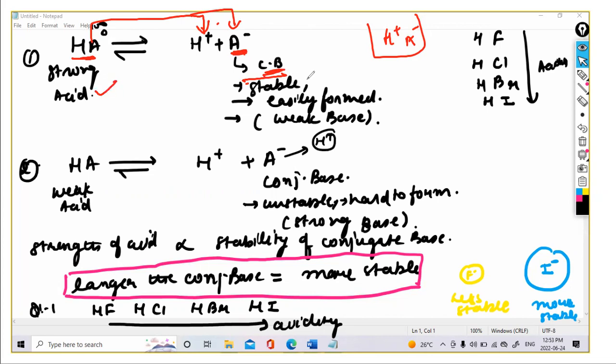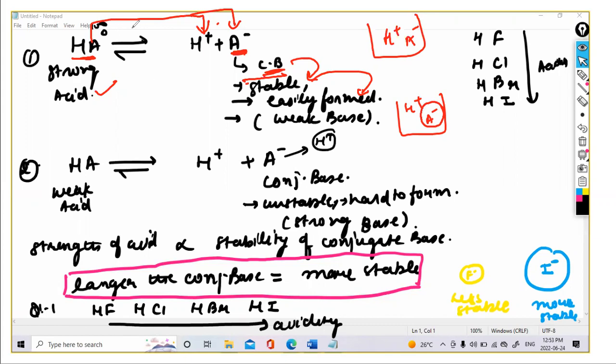So for a strong acid, the conjugate base is very stable, and it is easily formed because the acid is very strong. It will be very reactive. It will immediately dissociate into H positive and A negative. So this conjugate base is very easily formed, and in nature if something is easily formed, it is very stable.